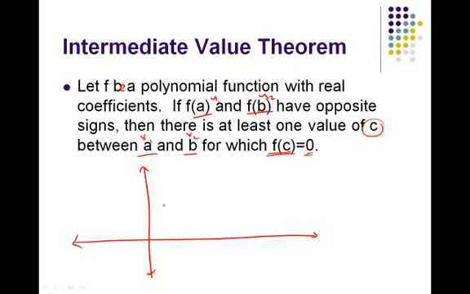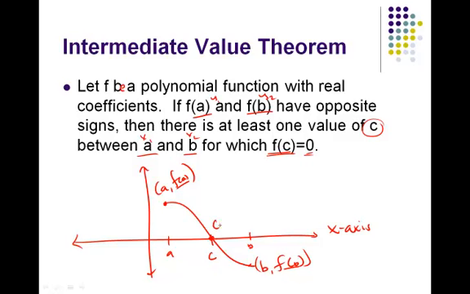Let's break this down. So if I have a point a, f of a, and another point b, f of b. If f of a and f of b have opposite signs, in other words, one is above the x-axis and one is below, then somewhere between a and b there has to be a value c where f of c equals 0.